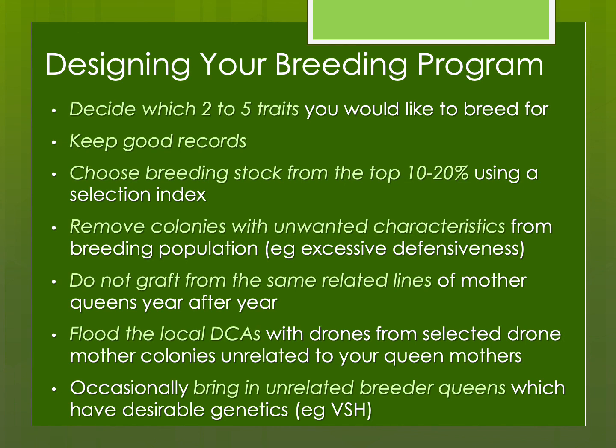Try to avoid inbreeding by not grafting from the same related lines of mother queens year after year. Try to flood the drone congregation areas with drones from your selected drone mother colonies, and then occasionally bring in some unrelated breeder queens which have genetics that you want, your VSH or some other trait. That helps you avoid inbreeding, but also helps you raise the expression of certain traits that you're trying to breed for.